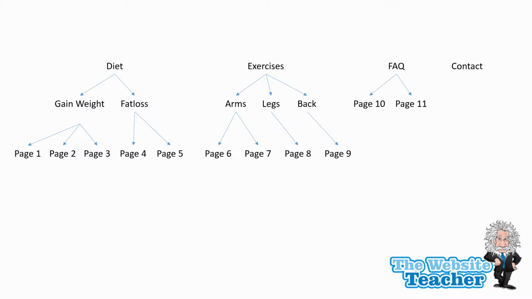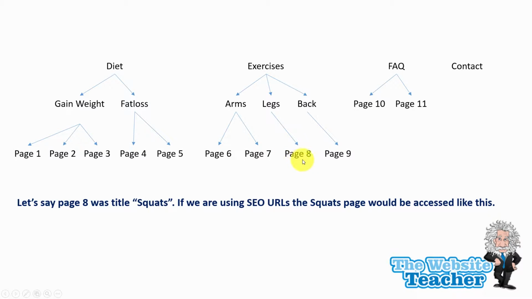Now let's have a look at what it's like to access a page on my website. Let's say page 8 here, for the legs category, was titled squats, which is an exercise for your legs. If we were using a search engine friendly or a search engine optimized URL structure for our website, then we could access this page 8 or the squats page using a link that looks something like this.